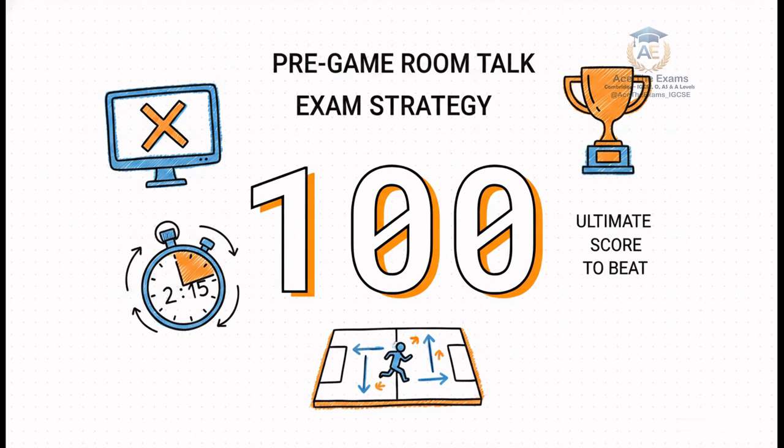It is time to establish the stakes, and they are high. Your opponent today is practice paper 1A, and 100 marks is your absolute target to beat. You have exactly 2 hours and 15 minutes on the clock to secure that perfect score. Let's actually do the math on that game clock for a second. 2 hours and 15 minutes is 135 minutes total. That gives you roughly 1.35 minutes per mark.